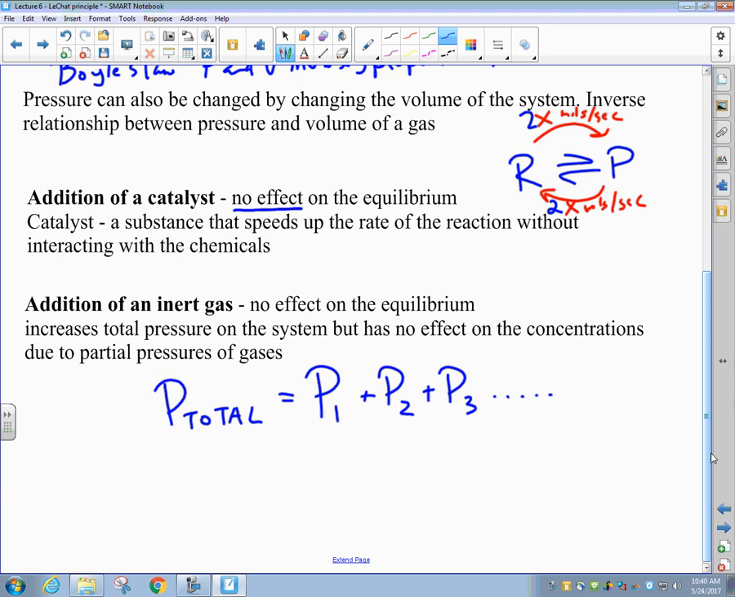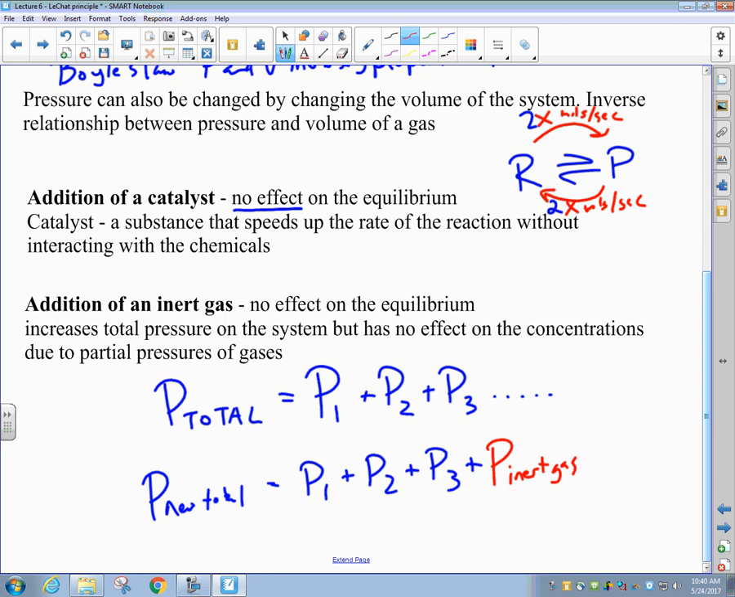Now, if we were to go ahead and add an inert gas to that, we would now have a new total pressure, but pressure 1, pressure 2, pressure 3 all stay the same. All we've done is simply added another gas and therefore added the fourth pressure, P inert gas, or P4. So while P total increases, it increases because you've added a fourth gas there. P1, P2, and P3 ultimately stay the same. And that's why there is no ultimate effect on the equilibrium system.